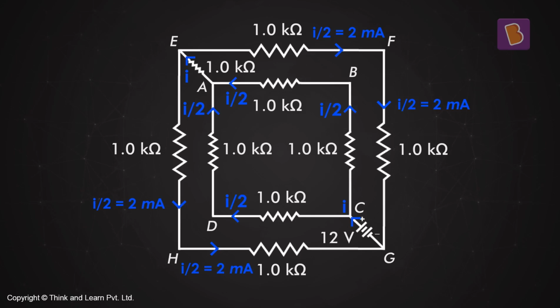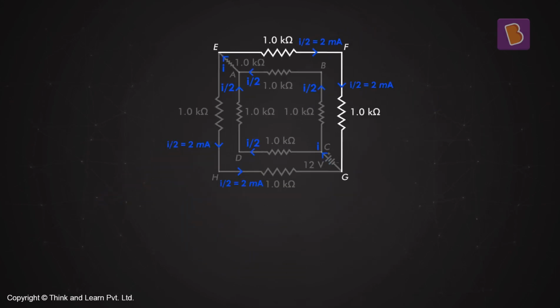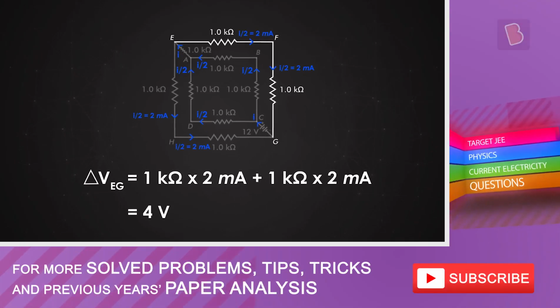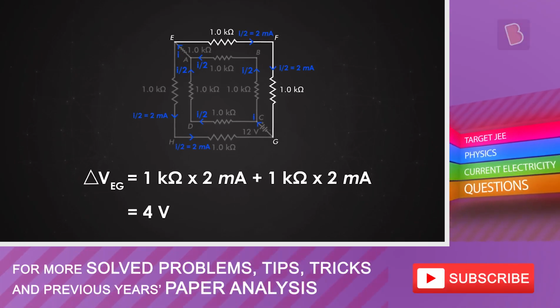If I know that current, then the potential difference between G and E just becomes a question of moving from E to G. So this becomes 1 into 2 plus 1 into 2, that's equal to 4 volts. So the potential difference between G and E is equal to 4 volts. So option D is the right option.